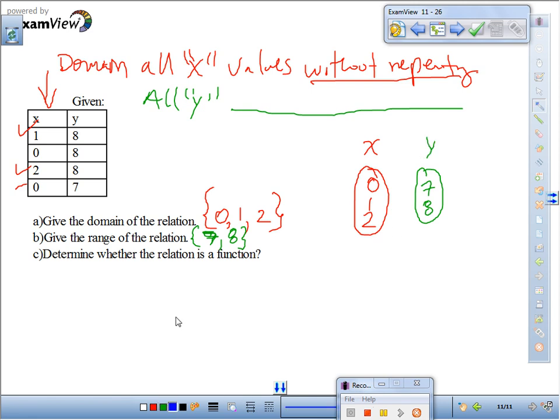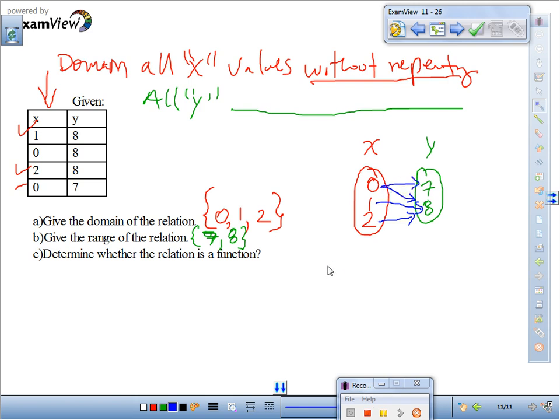So now I'm going to map it one at a time. So let's see. 1 to 8. There it is. 0 to 8. 2 to 8. 0 to 7.